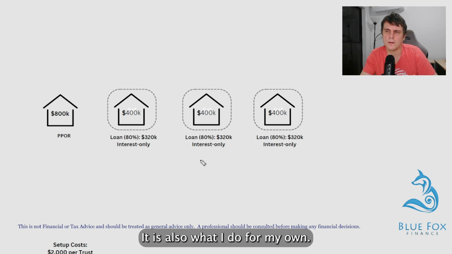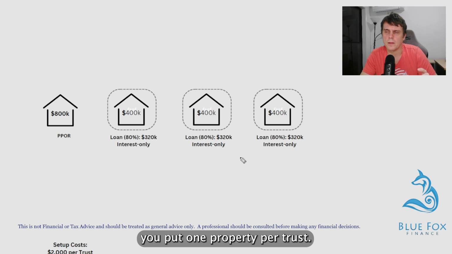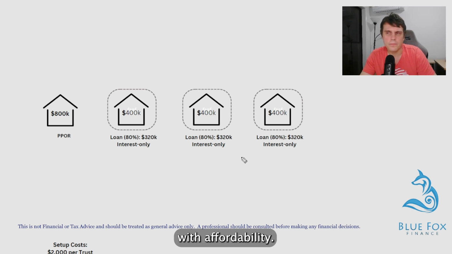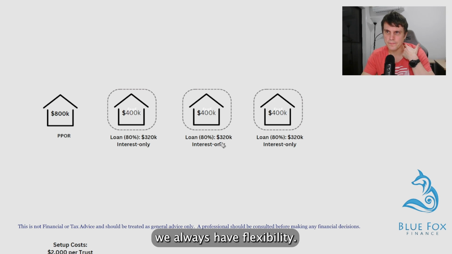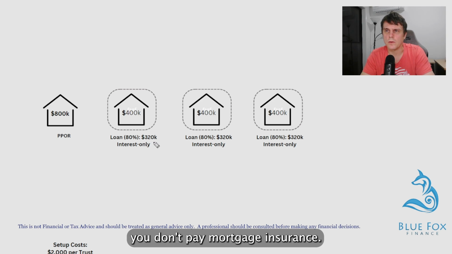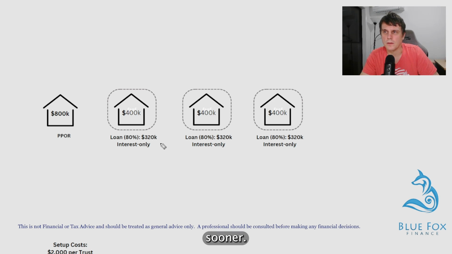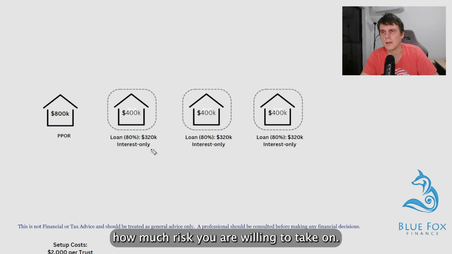It is also what I do for my own. You put one property per trust. It just gives us the most flexibility with affordability. No matter what happens at any point, we always have flexibility. We put our loans at 80%, I like that, you get better rates and you don't pay mortgage insurance. Some people will push that to 90% so that they can buy more properties sooner. You can do whatever you want depending on how much risk you're willing to take on.